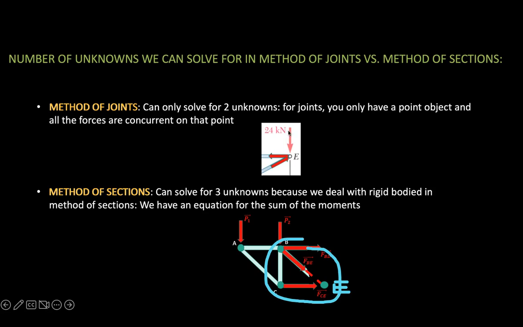In the method of joints, it's also possible to sum moments. We would use the sum of moments to solve for some unknowns. But in the method of sections, we can always solve for three unknowns because we have an equation for the sum of the moments, because we are dealing with a rigid body and not just a point object. So as you see, let's work through an example problem together.